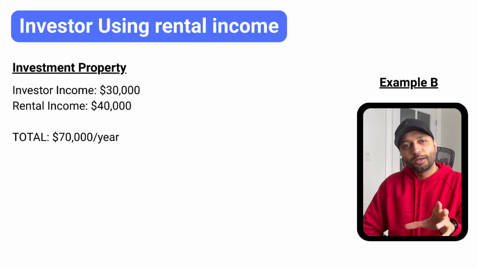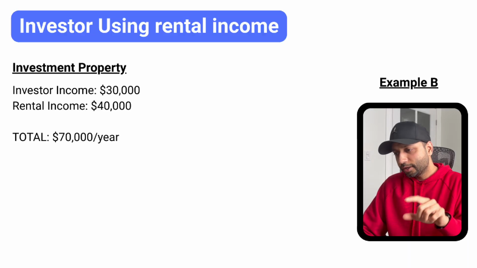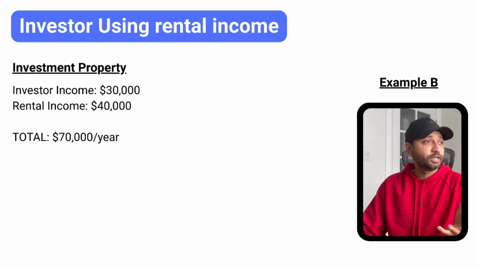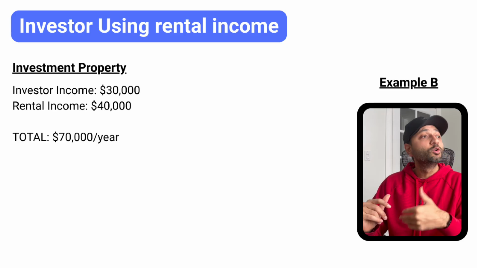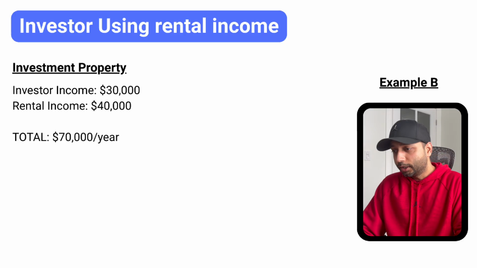Now let's change the numbers and reverse them. So if you see over here, I've changed the numbers. Investor income is $30,000, it's less, and the rental income is $40,000. By the way, many people, especially people buying triplexes and fourplexes, which are not under commercial as of right now, are using this. So those people will be affected more in this scenario. Total is again $70,000, all the same.